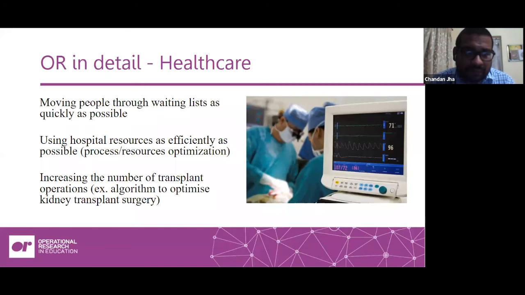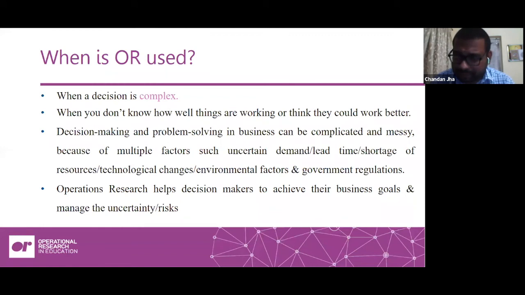By using those models, we can sequence and schedule the entire operations. Another example is increasing the number of transplant operations: an algorithm to optimize kidney transplant surgery. So using OR models, we can use them in various service economies.